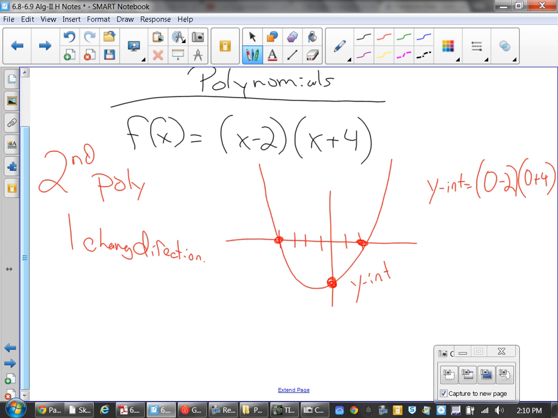What do you get? Negative 8. So my y-intercept is at the ordered pair of 0 and negative 8. Okay. Now, the other thing that we did way back when working with these quadratics is that we worked with the vertices. And if you remember, the vertices on a quadratic were either called a maximum or a minimum. Remember that? What would we have here?